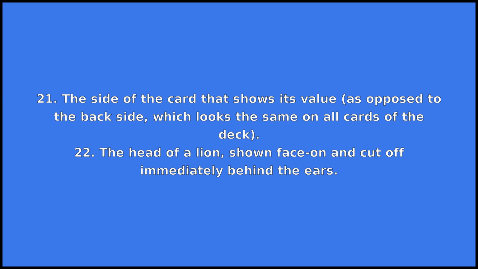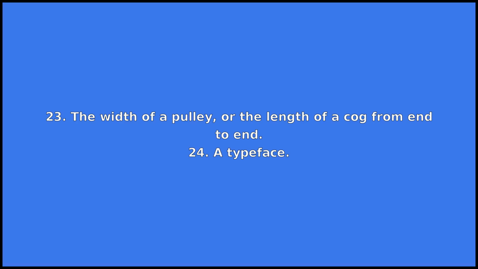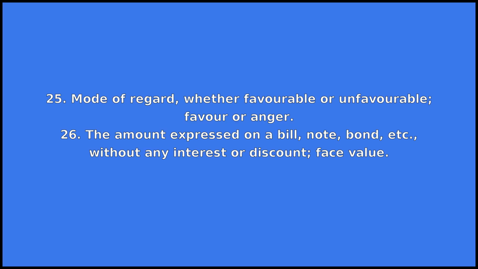21. The side of the card that shows its value, as opposed to the back side, which looks the same on all cards of the deck. 22. The head of a lion, shown face on and cut off immediately behind the ears. 23. The width of a pulley, or the length of a cog from end to end. 24. A typeface. 25. Mode of regard, whether favorable or unfavorable, favor or anger. 26. The amount expressed on a bill, note, bond, etc., without any interest or discount, face value.